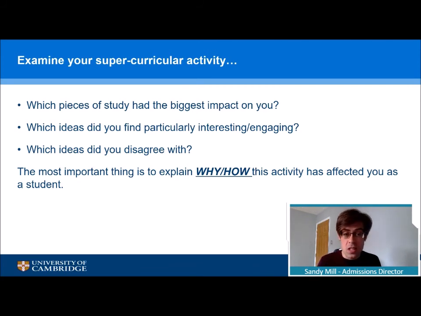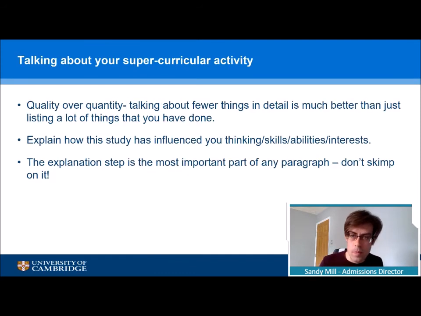So don't think that you've got to explain the ideas that are in a piece of supercurricular activity to us. Focus more on explaining your reactions to them, your thoughts about them, because that's what's demonstrating you as a great university-ready student, not just your ability to summarize someone else's ideas.